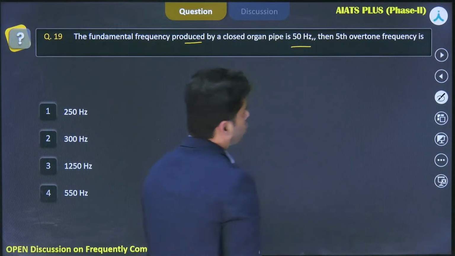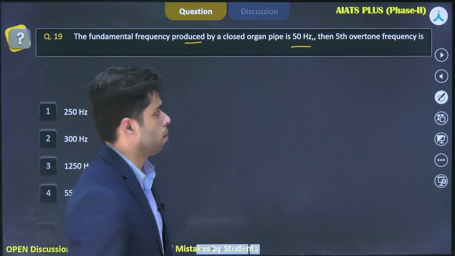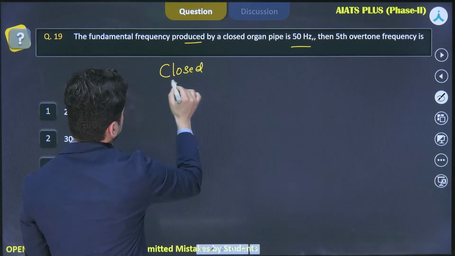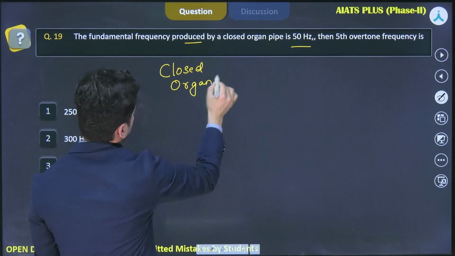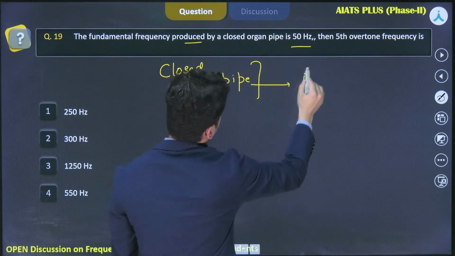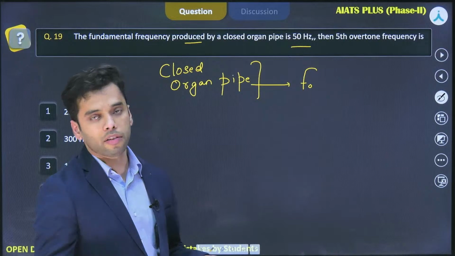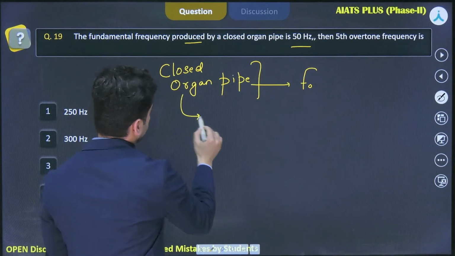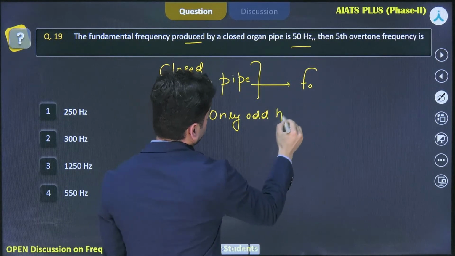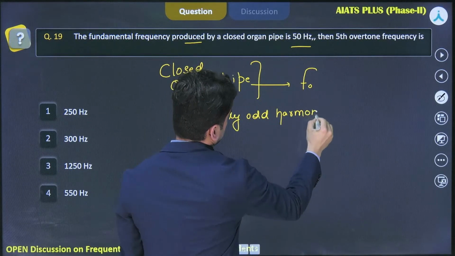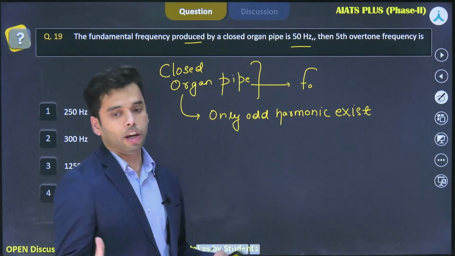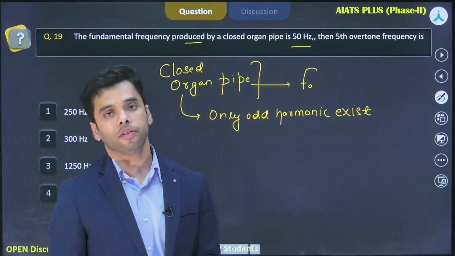Then the fifth overtone frequency is what they are asking. Okay. Let's talk about the closed organ pipe, and simultaneously let's talk about the open organ pipe also. So for the closed organ pipe, if the fundamental frequency is F0, the key concept over here is that only odd harmonics will exist, right?